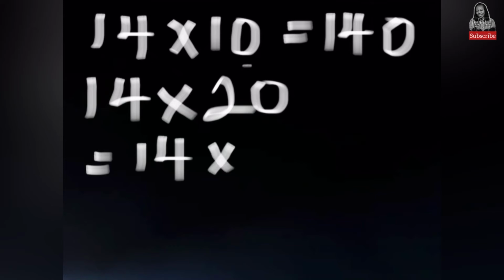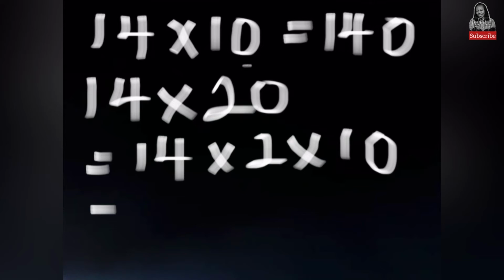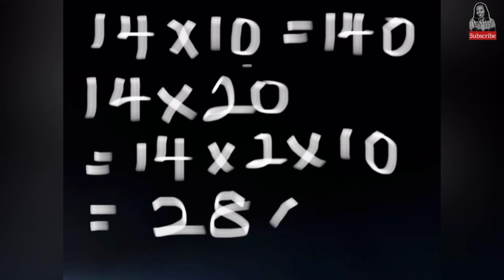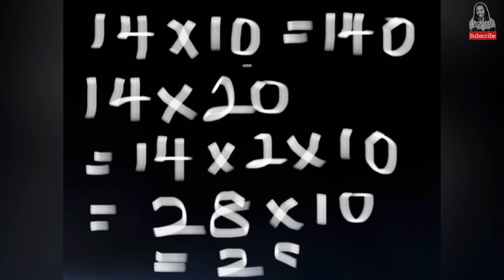14 times 20. Now you know that 14 times 20 is the same as 14 times 2 times 10. 14 times 2 is 28. Then times 10 is 280, which is 280.